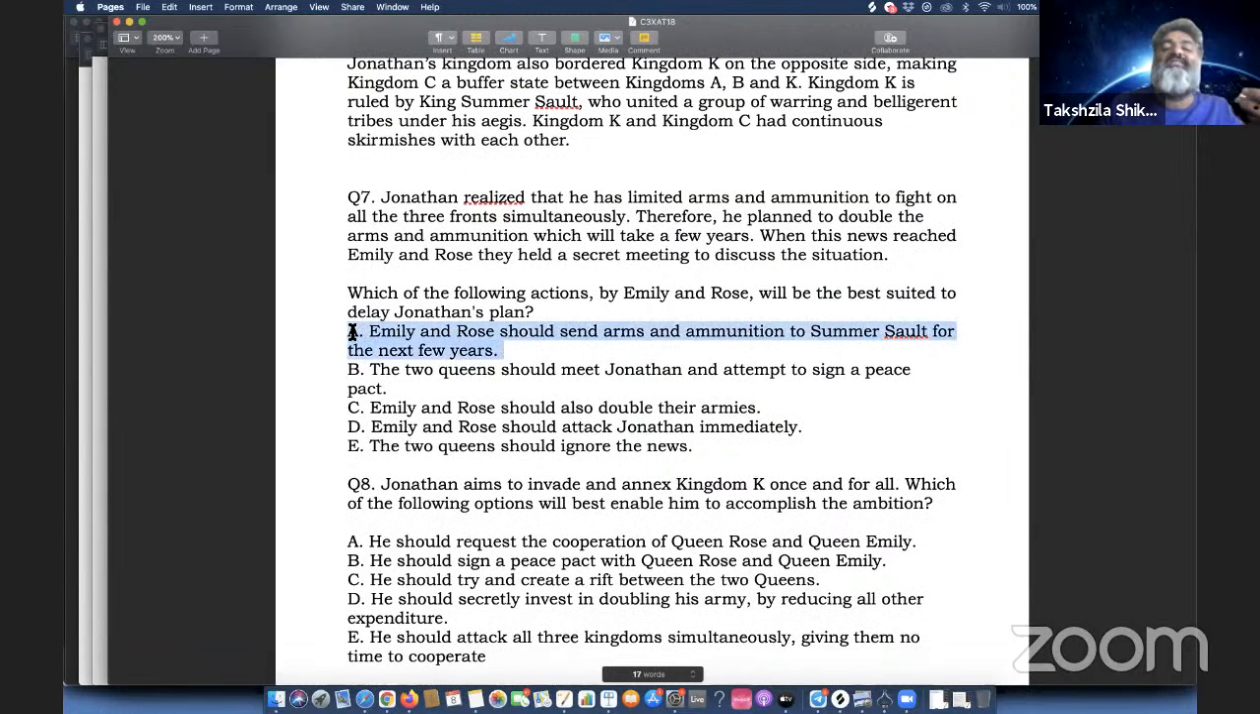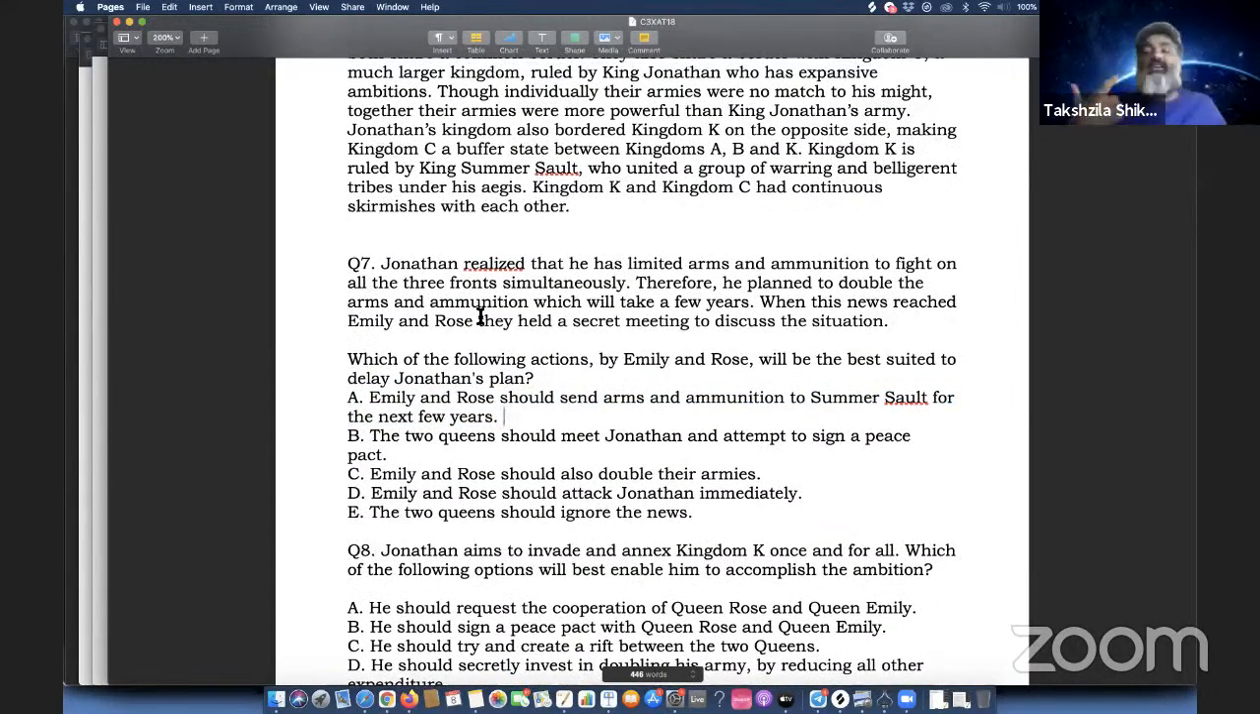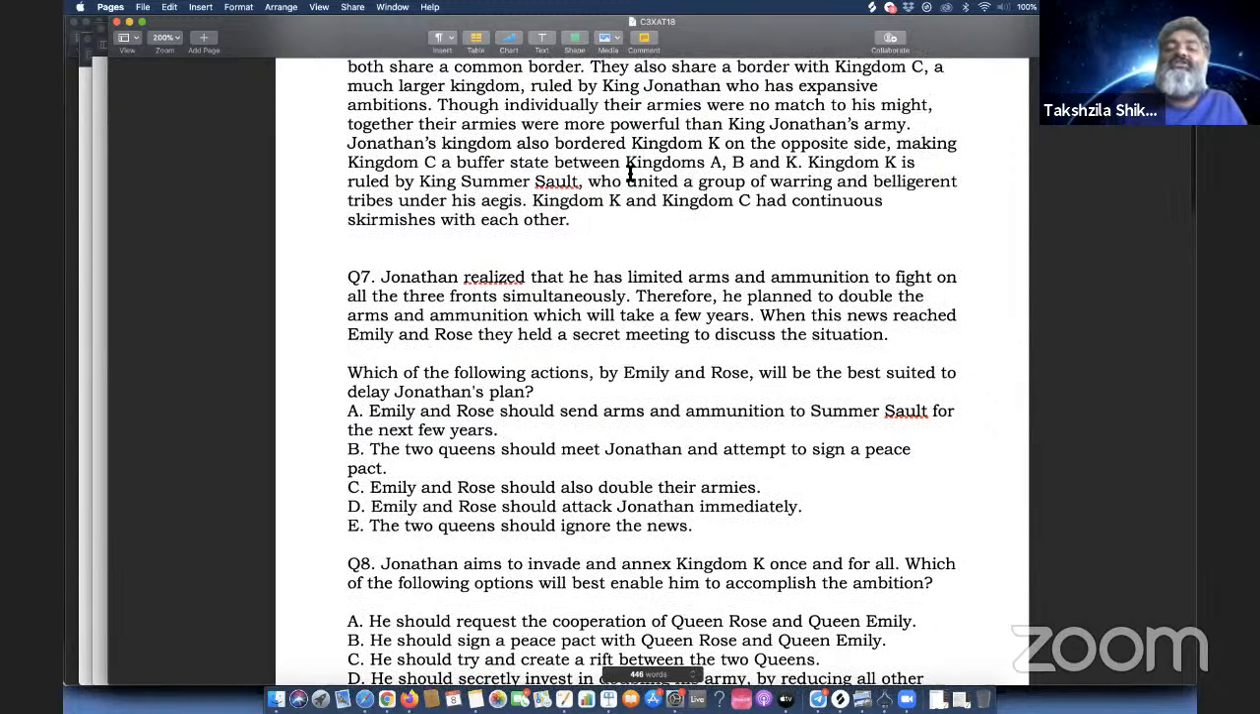Emily and Rose should send arms and ammunition to Somersault for the next few years. Okay, so again on the surface everything looks good. Yeah, enemy of my enemy is my friend. But remember the definition of Kingdom K: Somersault also has warring and belligerent tribes, right? So once he wins against that King Jonathan, he's going to next go for the queens because they are warlike, belligerent people. So sending more arms to a person who's going to be your eventual enemy can be problematic for you, right?